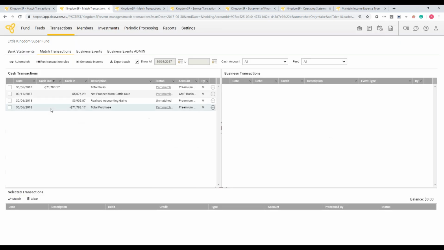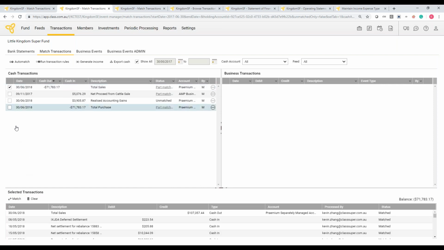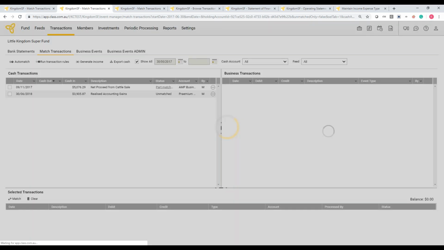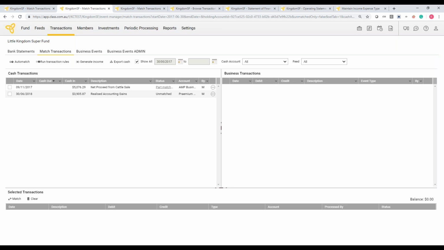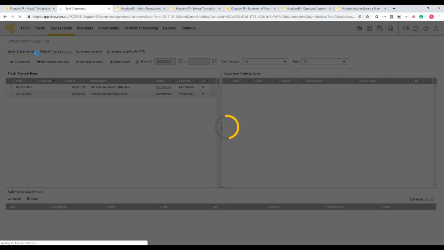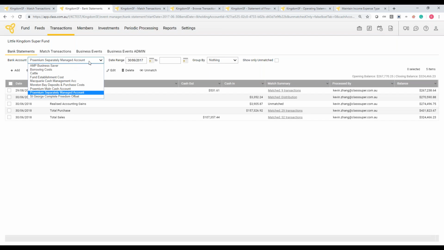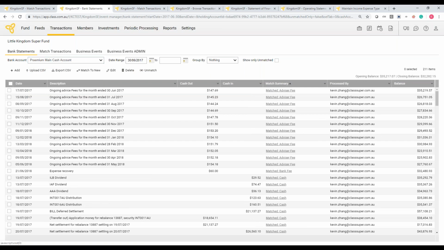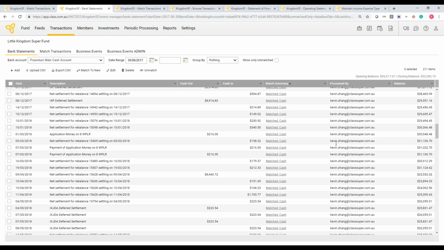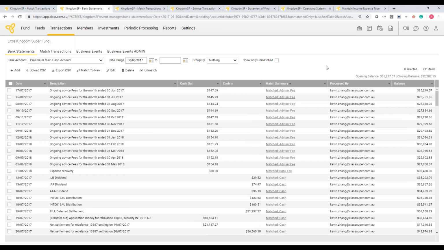Okay. And these two happen to be exactly the same value. And let's just match these two. We're done. So we've done all our total sales and total purchase for the year. And all the cash transactions for the bank account, the wrap bank accounts all matched off perfectly. Let me just quickly show you. Okay. Everything's matched. Yeah, good.